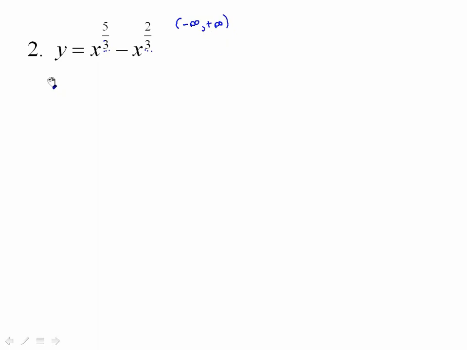When we take the derivative, dy/dx, doesn't matter which notation you use. I will eventually write this as f prime, just because that's the way they lend themselves to that sort of substitution. So we get 5/3 x^(2/3) minus 2/3 x^(−1/3).